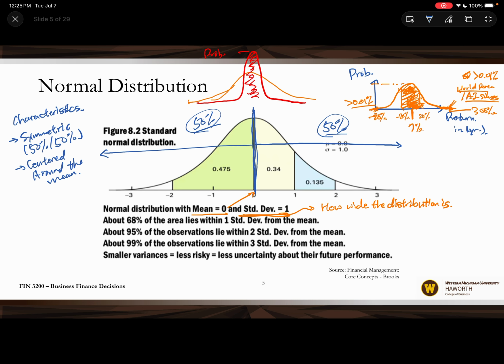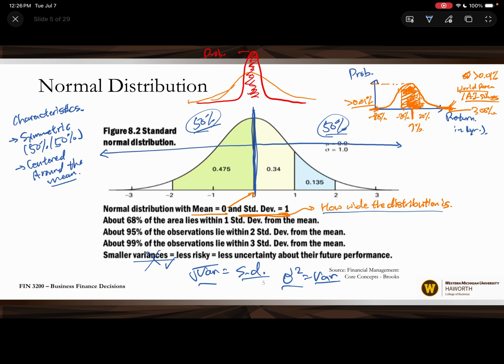Again, the standard deviation is how wide the distribution is. Variance is also a measure of how wide the distribution is. Standard deviation squared is the variance, if I'm not mistaken. But the variance you don't have to know.